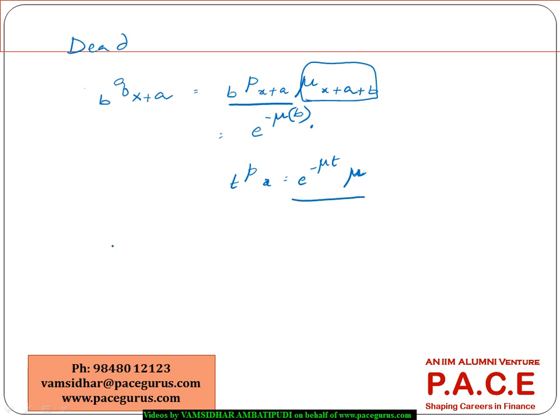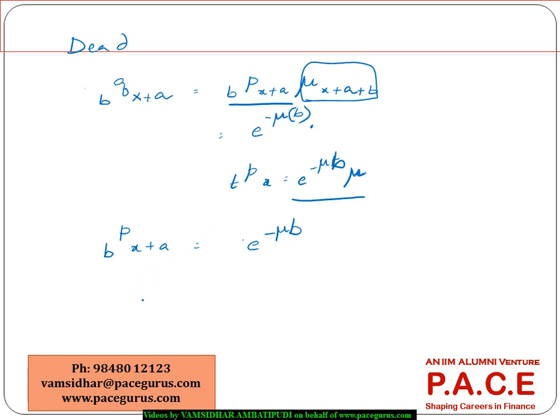But look at a person who is alive. For this B period, we are talking about a person who is alive. So this becomes bPx plus A directly, which means it just becomes e power minus mu B. This becomes only e power minus mu B.